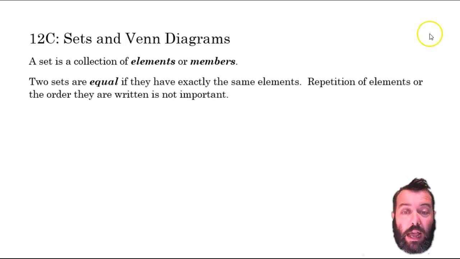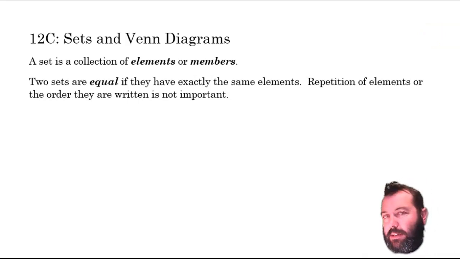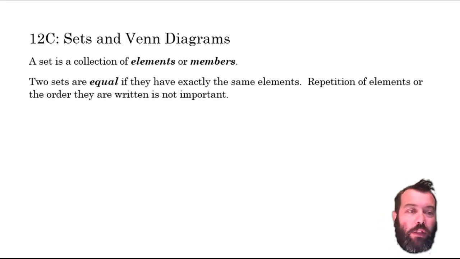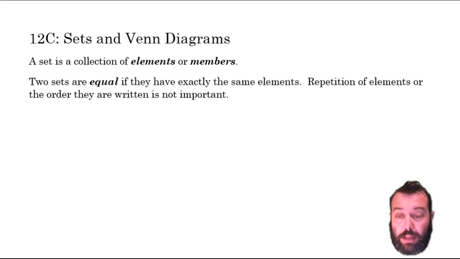Two sets are said to be equal if they have exactly the same elements. Now, repeating elements doesn't make a difference, as a matter of fact. I don't care if it's repeated or not. And the order that they are written doesn't make a difference either.